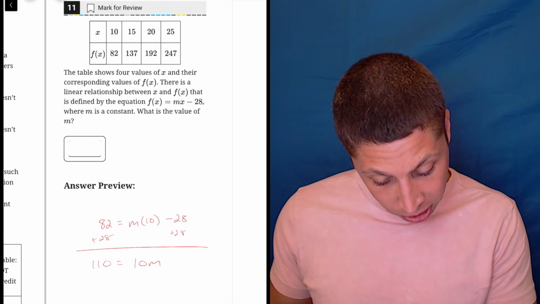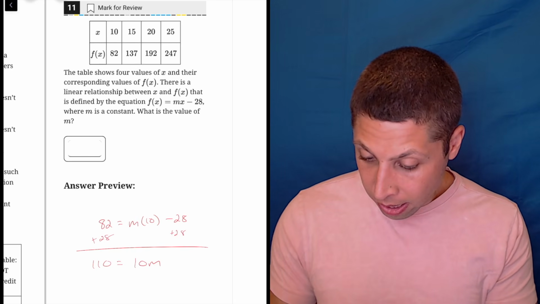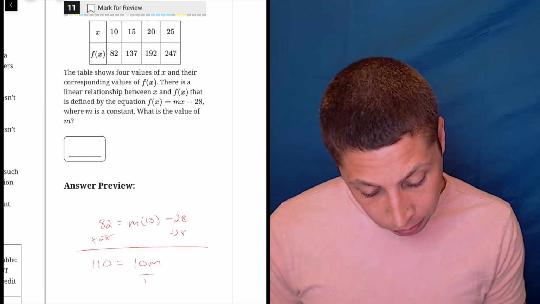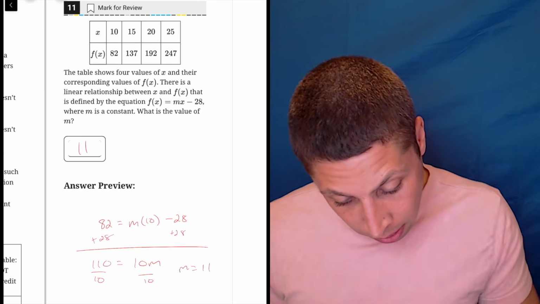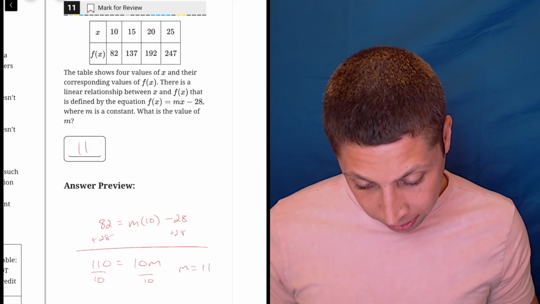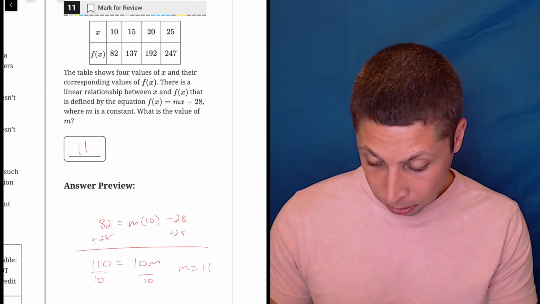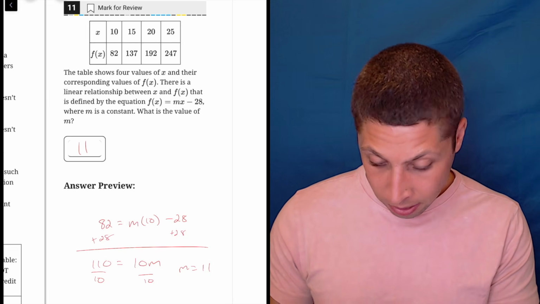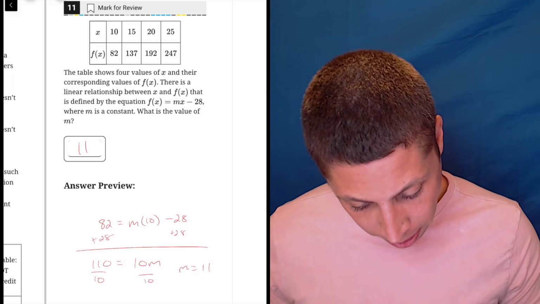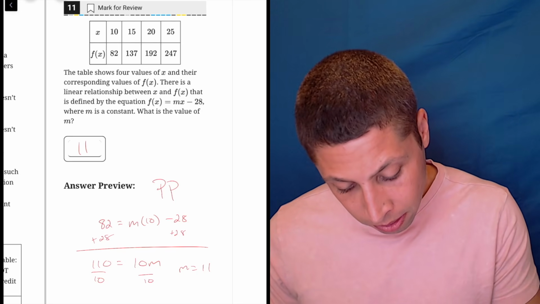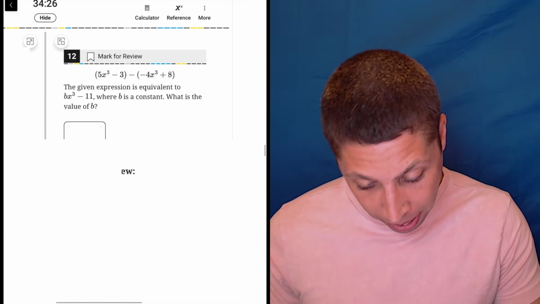I'm going to do it just to make sure in my normal calculator. So 82 plus 28 is 110. And then if you divide by 10, that gets a value of 11. Does that make sense? Let's see. If I did the 137 plus 28 divided by 15, that is also 11. So there you go. Good there. Plug points into equations. You could find this in other ways, but I would say if you can plug points into equations, that's your best bet.